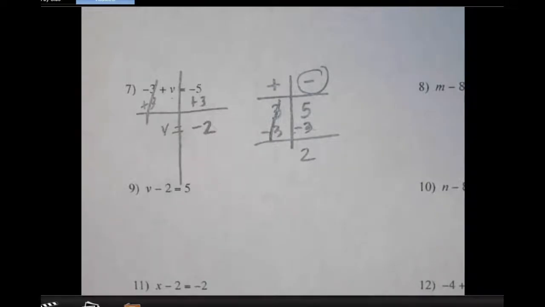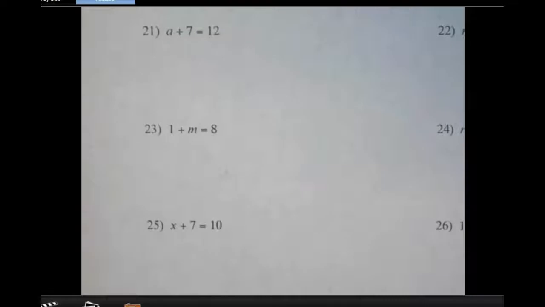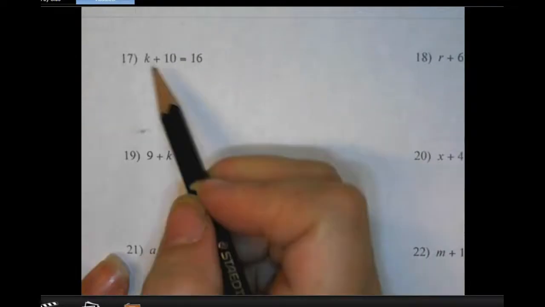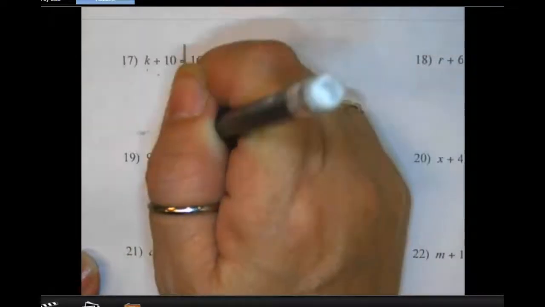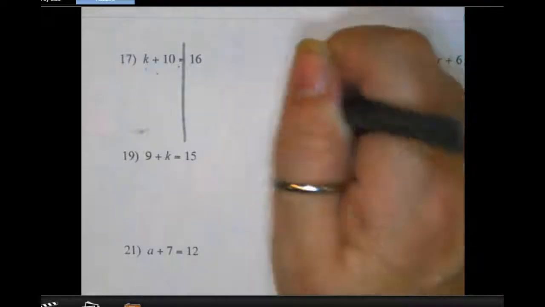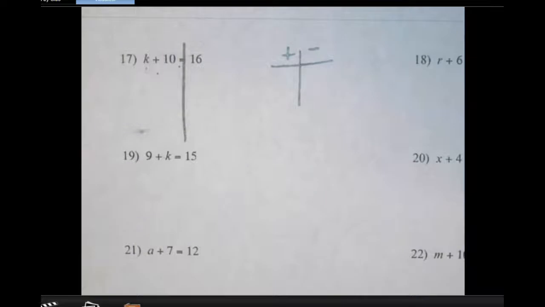Okay, so all of these are positive. Let's go ahead and flip your paper over. And let's start with number 17. Okay, number 17. I have k plus 10 equals 16. So I'm going to do my vertical line and create my balance. Remember, that's my scale. And then over here, I'm going to do my column, plus and minus. So I'm ready to solve this problem.